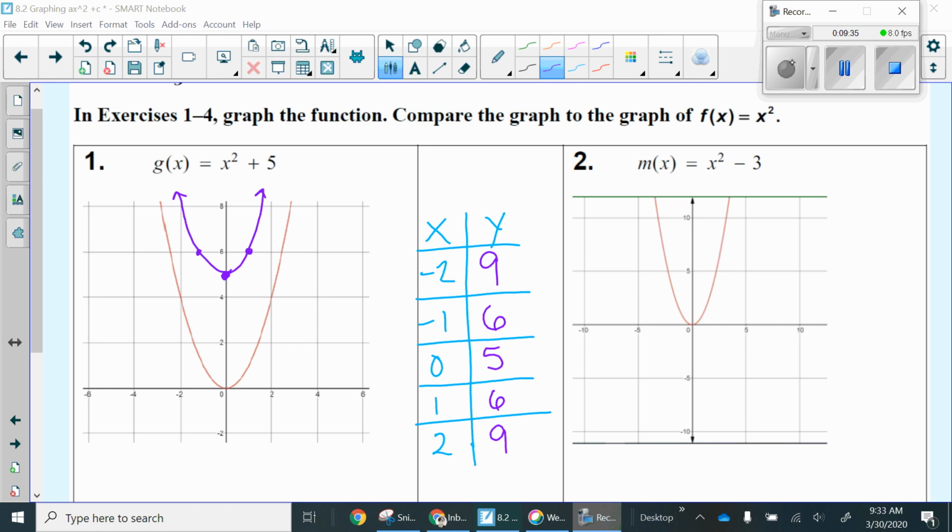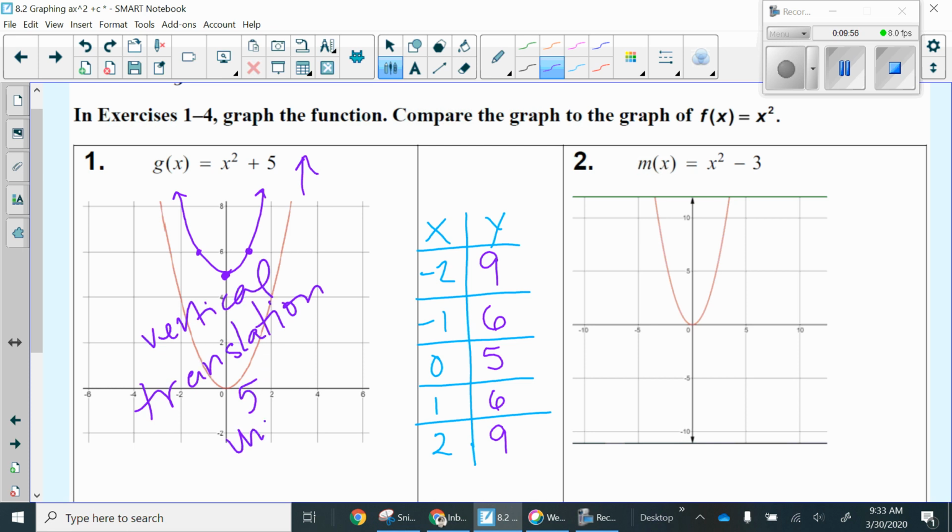So now when we look at the comparison, we can simply observe that function g takes our parent function of x squared and shifts it up 5 units. So it's a translation, and we want to say it's vertical, 5 units up. Hope you guys can do this.